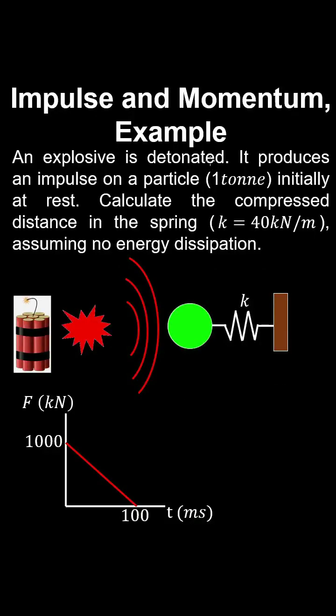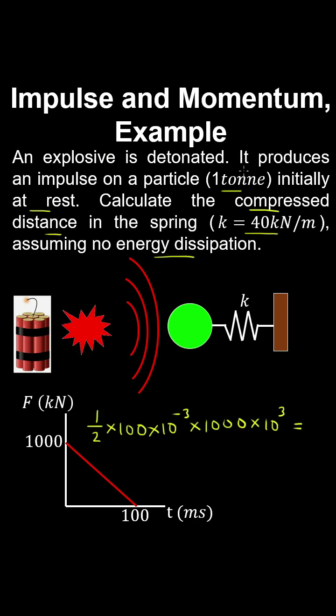An explosive is detonated, and it produces an impulse on a particle weighing 1 ton, which is initially at rest, and we're asked to calculate the compressed distance in the spring, assuming no energy is dissipated. So first, using the impulse and momentum theorem, the impulse is the area under the force time curve, which is half the base of the triangle, converted to seconds, by the height, which is the force, which we convert to newtons. And this impulse is equal to the change in momentum of the particle, so because it's at rest, V0 is 0.